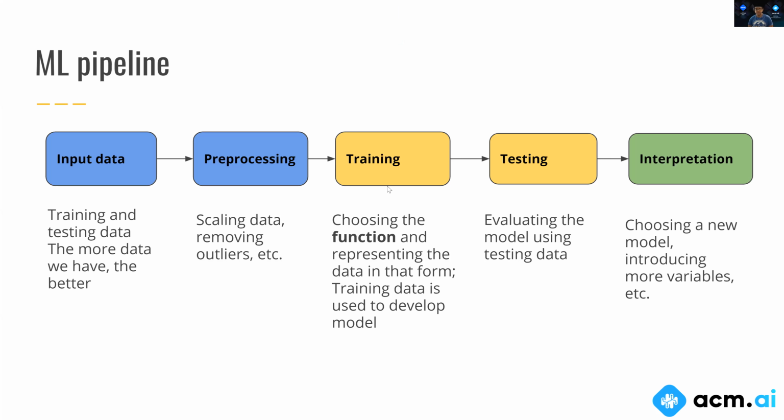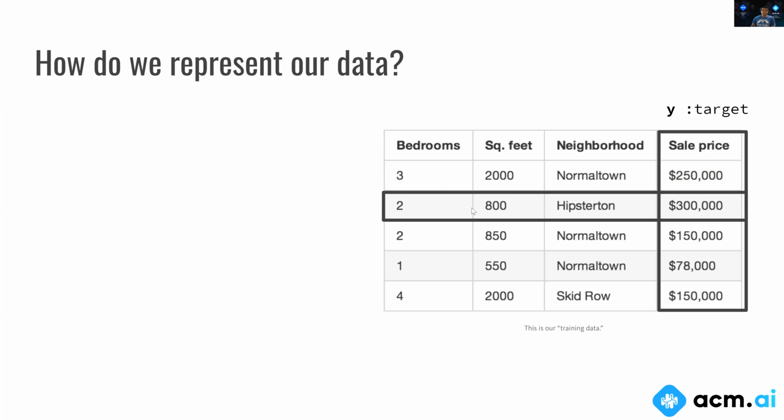And interpretation, that's where we look at the model we've chosen. Do we think a different model would work better, or do we want to introduce more features so that we could get a more accurate model? So yeah, this is the general ML pipeline. Obviously, it's very simplified, but for the time being, this is pretty much all you would need to know. So, Sudhanshu, you can move on. All right, cool.